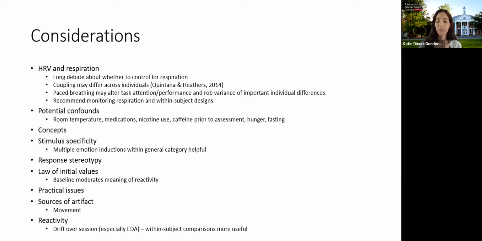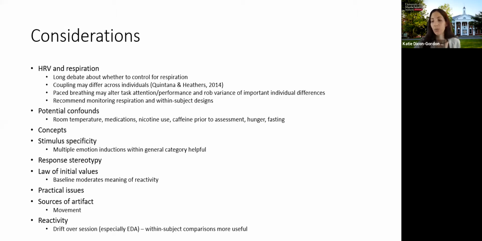It's useful to consider practically what are sources of artifacts. Movement is a big one. If you're working with kids, you're going to have a different set of measures that you're able to use reliably than if you're working with adults. Just really practically, if you're measuring some of these things, don't have people sitting in a chair with wheels on the bottom. Just get a chair with legs that sit on the ground. Otherwise, you're asking for trouble. You're going to have people monitor throughout and make sure that any movement is tagged, and really think about whether you want to remove physiological responses that are associated with movement from your data.